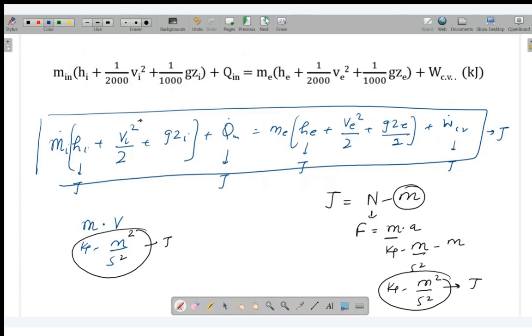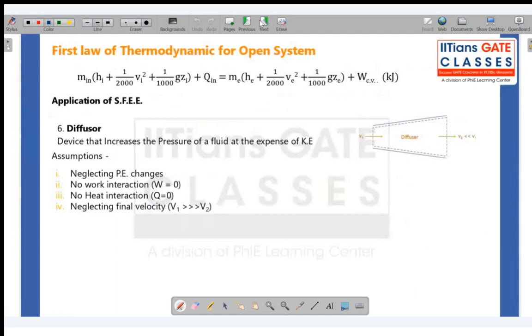Okay, very nice. Next is diffuser. What does a diffuser do? It decreases the velocity and increases the pressure. Okay, it increases the pressure, but the exit velocity is much less, so now I can neglect exit velocity. Again, work is zero, it is insulated. Potential energy and kinetic energy you cannot neglect. Okay, so basically what do you have?